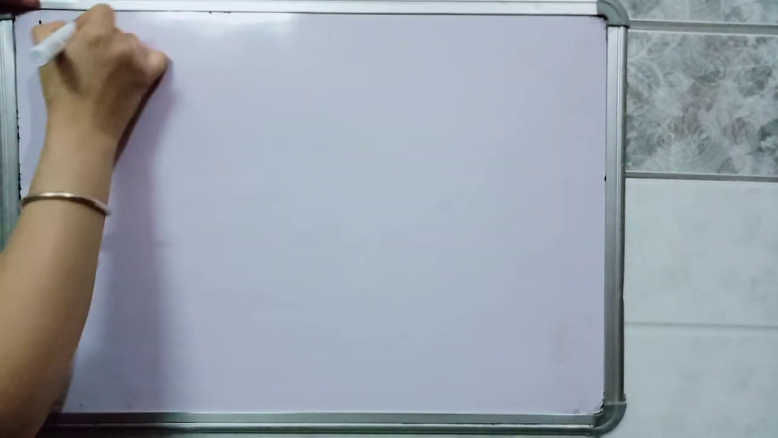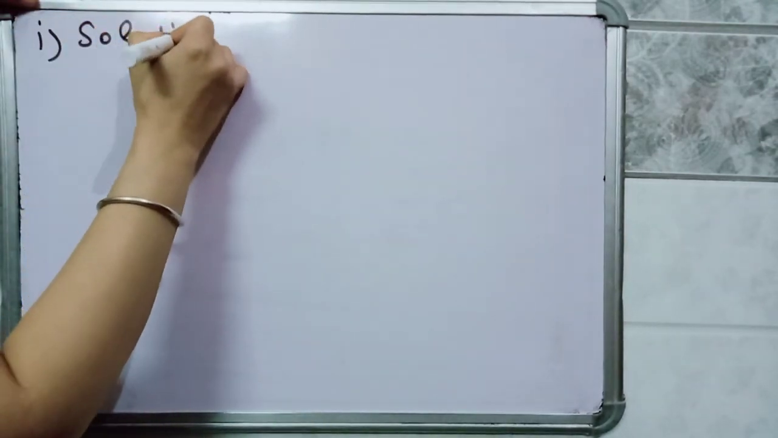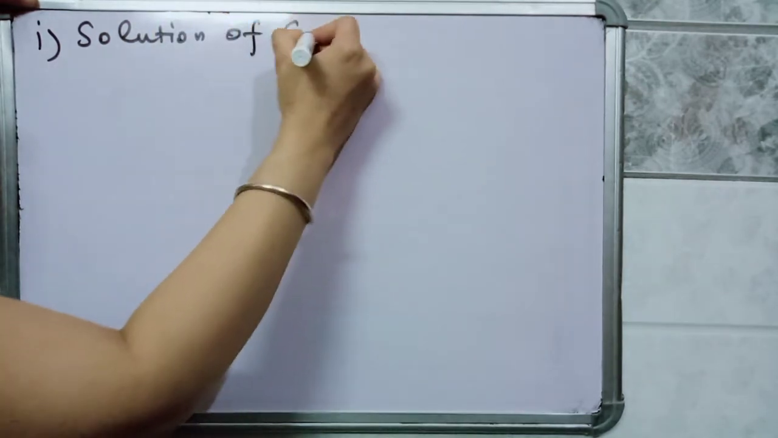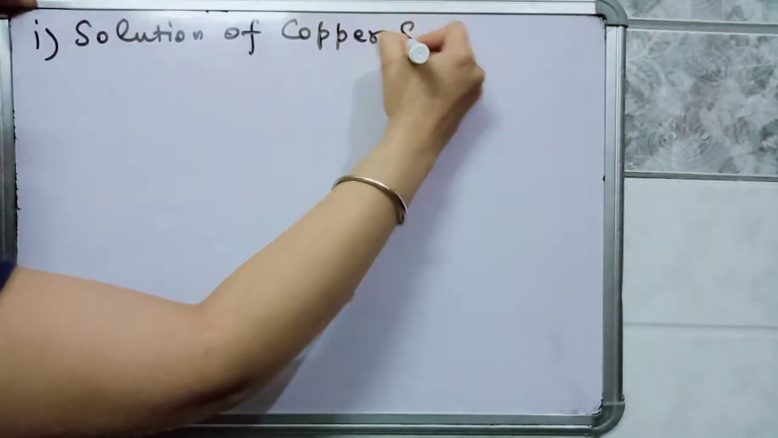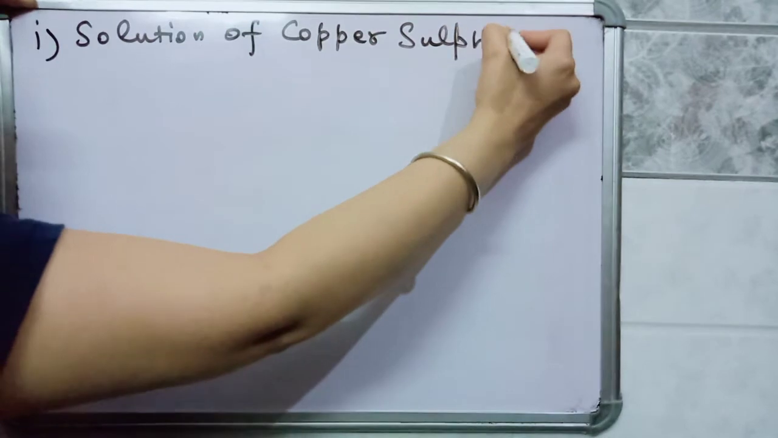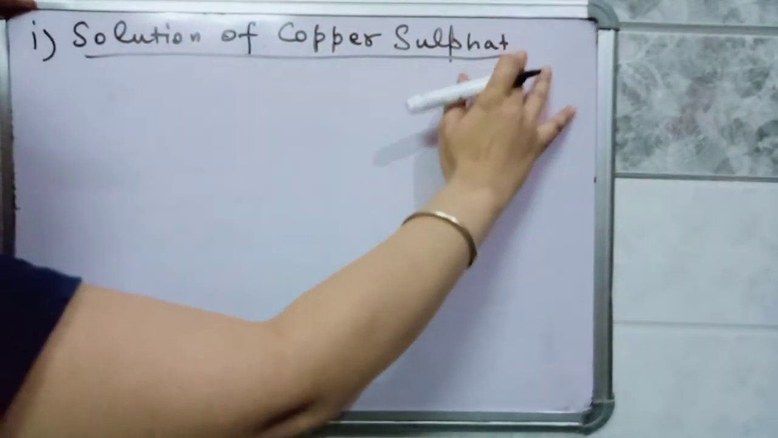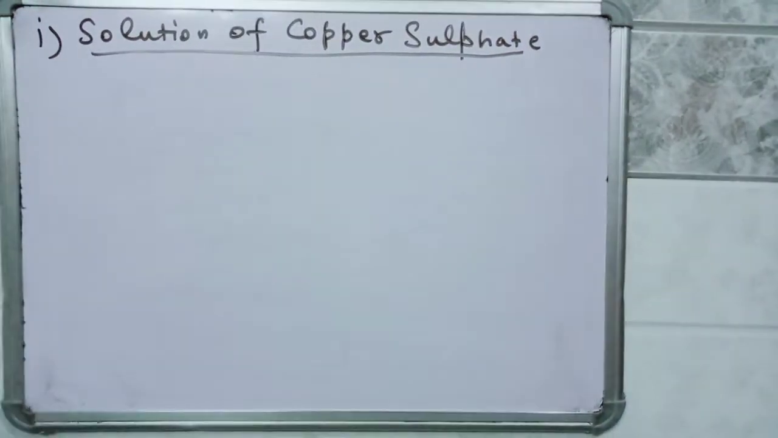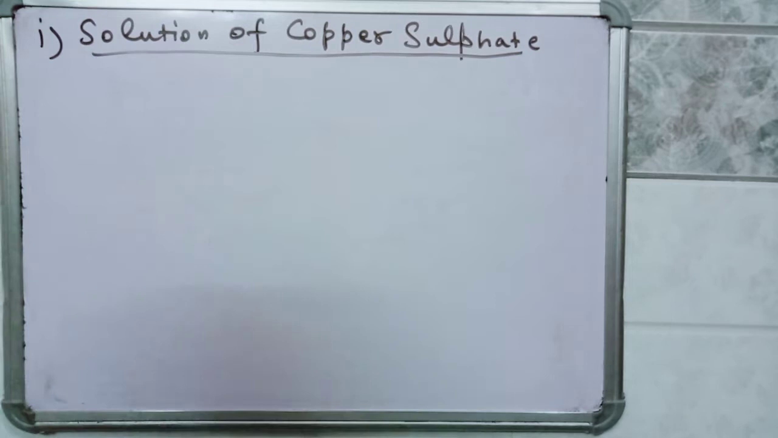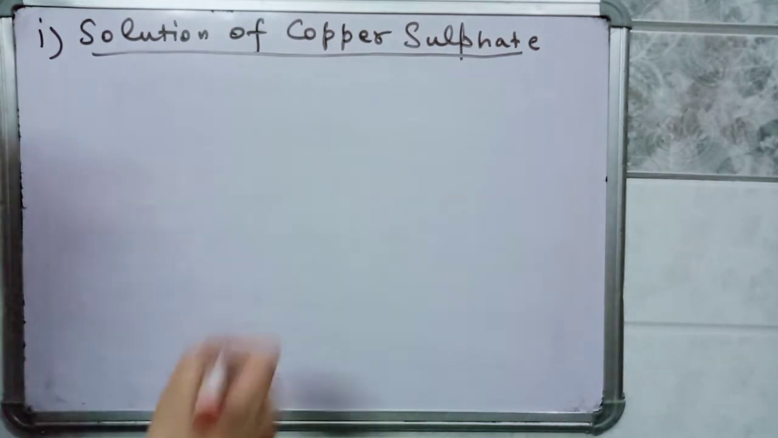So our first chemical is solution of copper sulfate. Solution of copper sulfate is formed by adding 2 grams of copper sulfate in 100 milliliters of water.